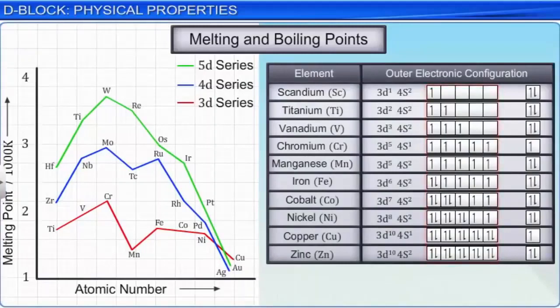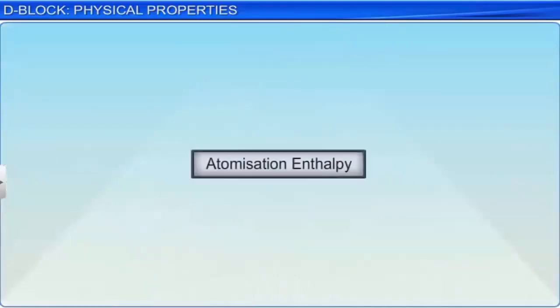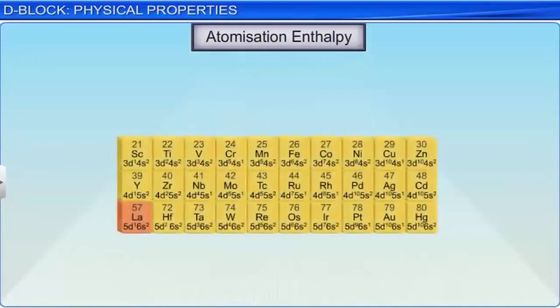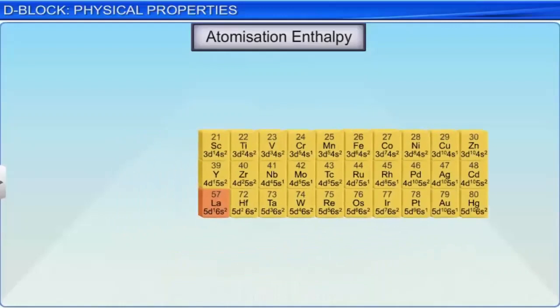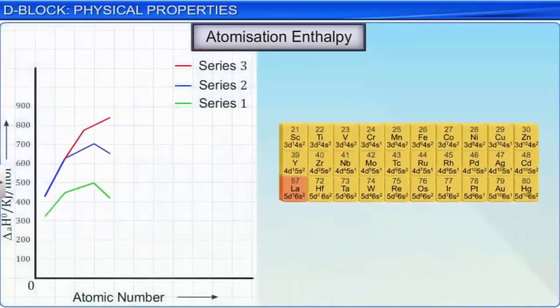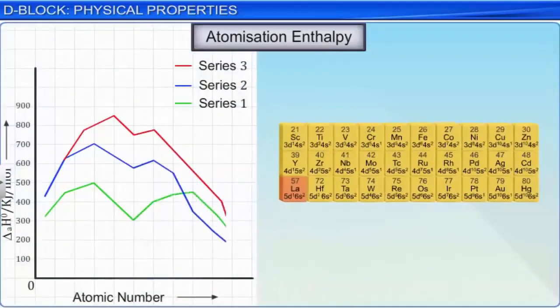The high melting points of these elements are attributed to the participation of a greater number of electrons from (n-1)d orbitals in addition to the ns electrons in the interatomic metallic bonding. Now let's look at the atomization enthalpies of these elements. These elements have high enthalpies of atomization. The trends in the enthalpies of atomization of these elements are shown in this graph.